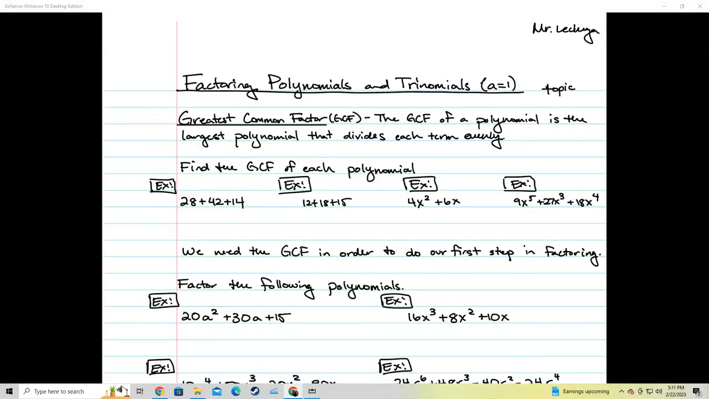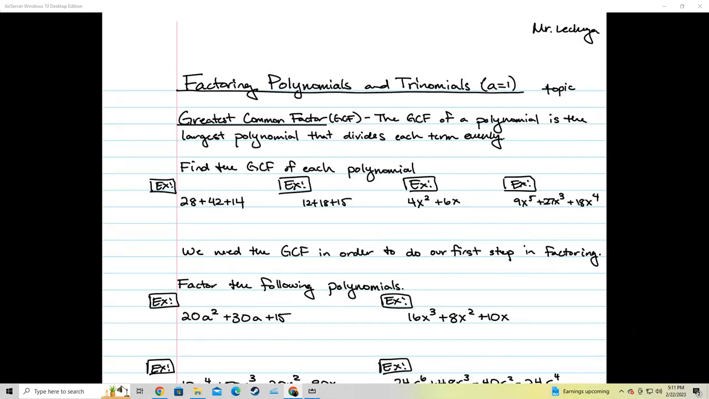Okay, so today we're going to be factoring polynomials and trinomials. The first step always in factoring is to factor out the greatest common factor, or the GCF. The GCF of a polynomial is the largest polynomial that divides each term evenly.